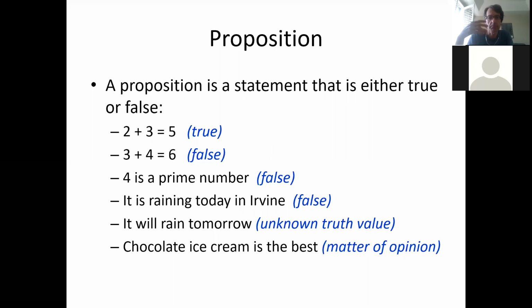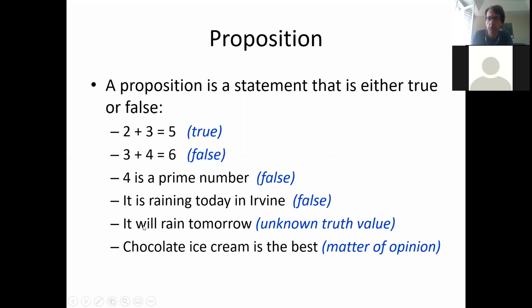Here is a statement: 2 + 3 = 5. It's a statement which happens to be true, therefore it's a proposition. But a false statement, that 3 + 4 is 6, is also a proposition. It's a proposition which has a false value. 4 is a prime number. That's also false, but it's a proposition. You can assign a true or false value to it. It is raining today in Irvine. False. Every time I teach this class, I give this example, and it's never been true yet, sadly.